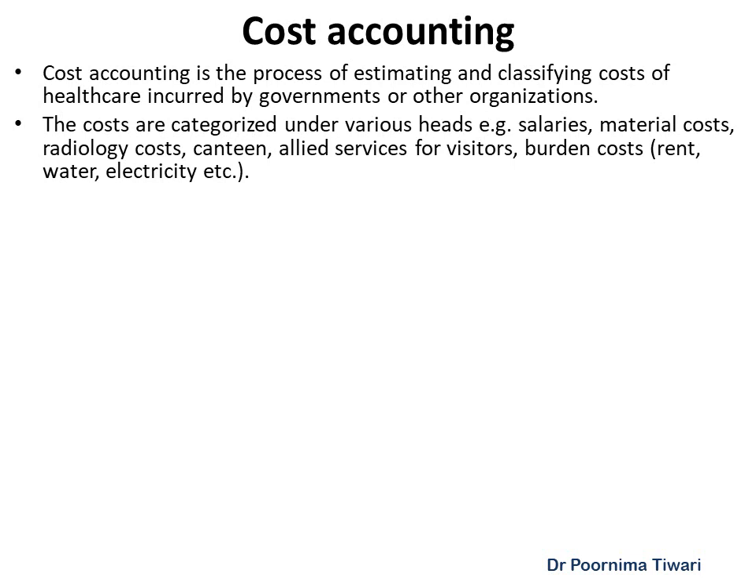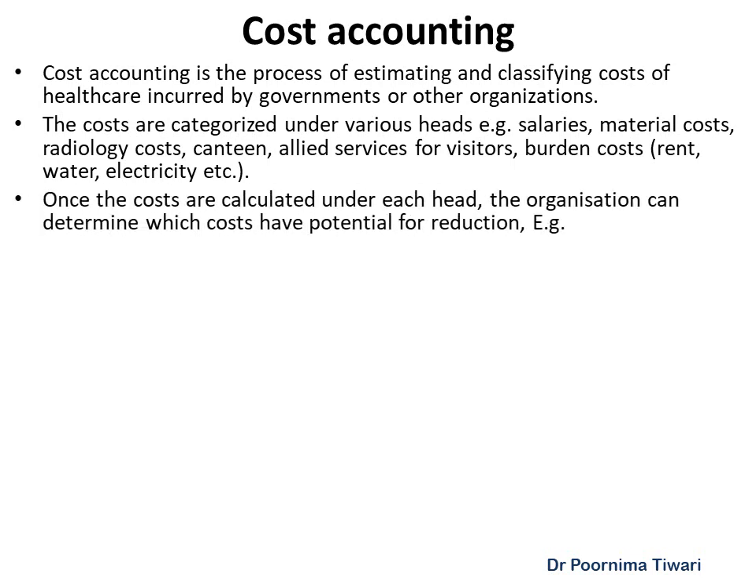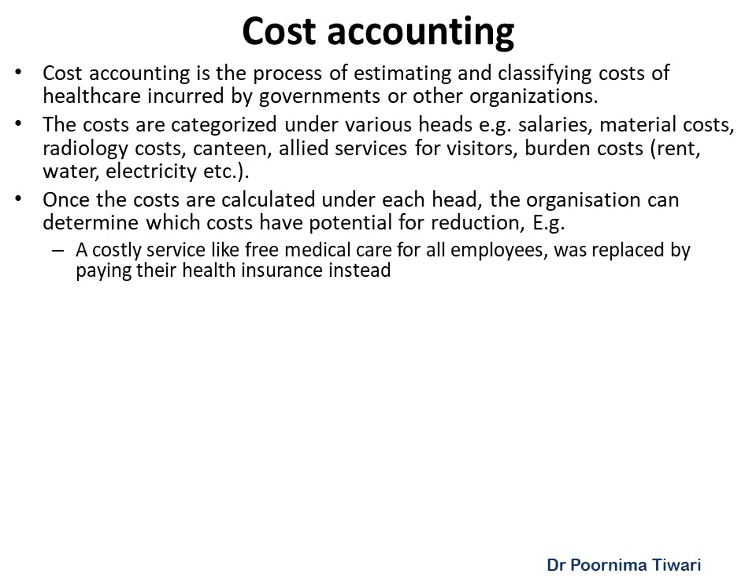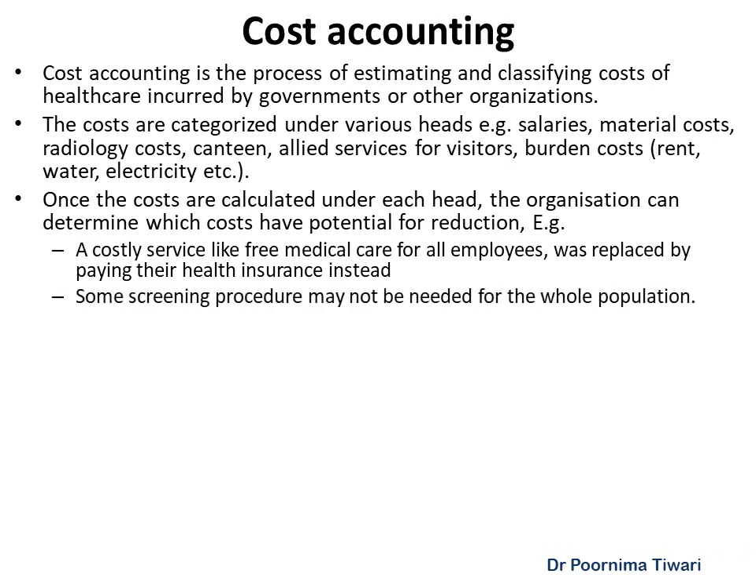So once the costs are calculated under each head, the organization can determine which costs can be reduced. For example, a hospital replaced free medical care, which was very expensive, by paying the annual premium of the health insurance of its employees. At the government level, some screening procedures were found to be not required for the whole population, and were replaced by a high risk approach.